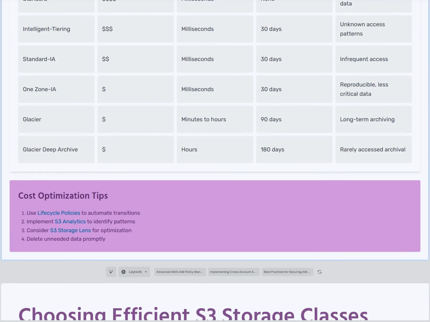So use lifecycle policies to automate transitions, implement S3 Analytics to identify patterns, and consider S3 Storage Lens for optimization. That's one of the services. Delete unneeded data promptly. Get rid of whatever data is not needed, which incurs a fee in storage.